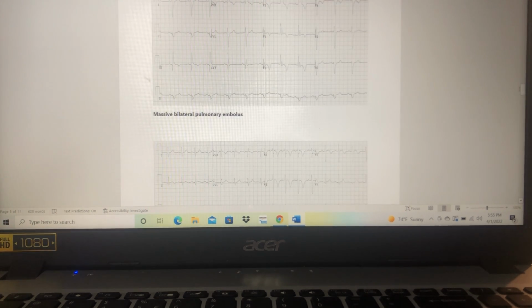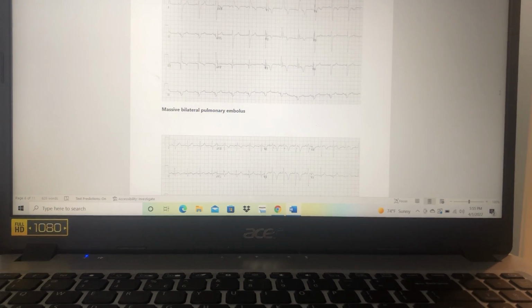So here's another EKG. This is a massive bilateral pulmonary embolus. As you can see, we have the T-wave inversion in leads 3, V1, V2, V3, and V4, as well as lead 2. Notice there's no ST elevation. This is all affecting the right ventricle. The right ventricle is the one getting the stress.